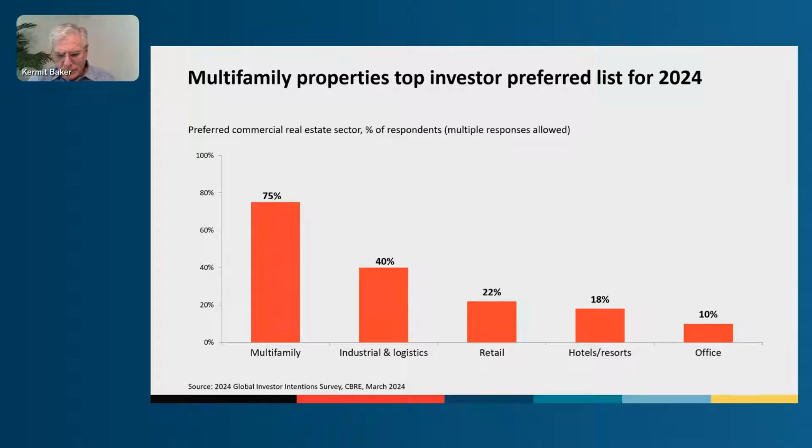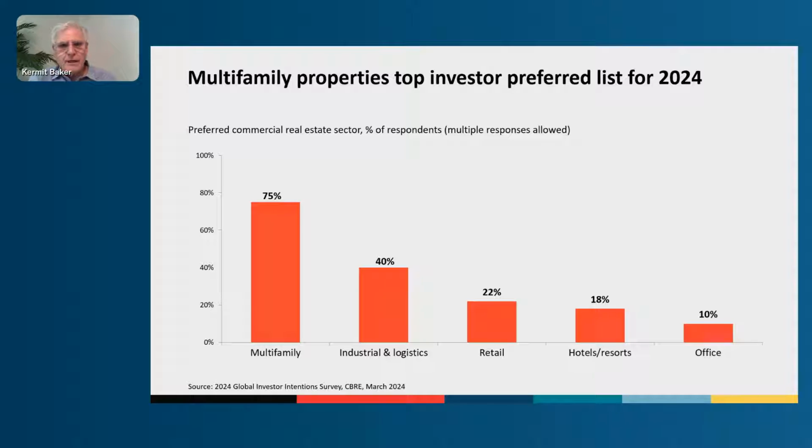And it indicates that multifamily properties are at the top of the investor preferred list for this year. 75% of respondents said that was one of the sectors they were targeting. Certainly suggests that multifamily projects are likely to begin to recover in the near future after a fairly steep downturn. Industrial and logistics, reasonably healthy still in investors' eyes. Probably not a surprise that offices are the weakest sector in the eyes of investors.